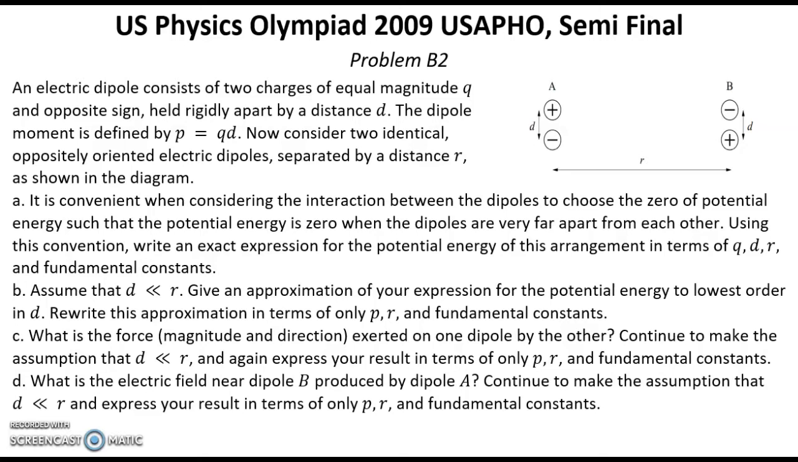Question D. What is the electric field near dipole B produced by dipole A? Continue to make the assumption that d is much less than r and express your result in terms of only p, r, and the fundamental constants.